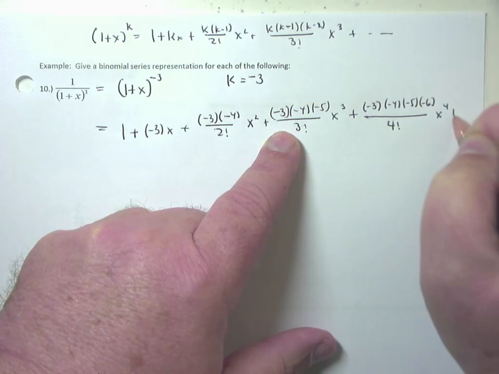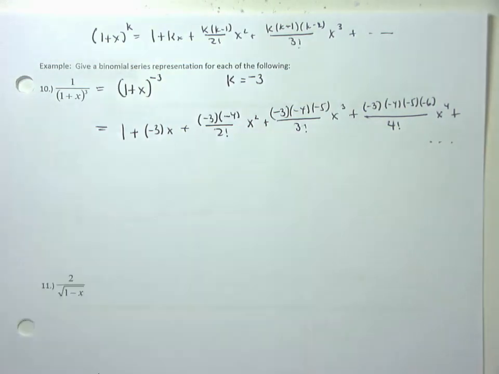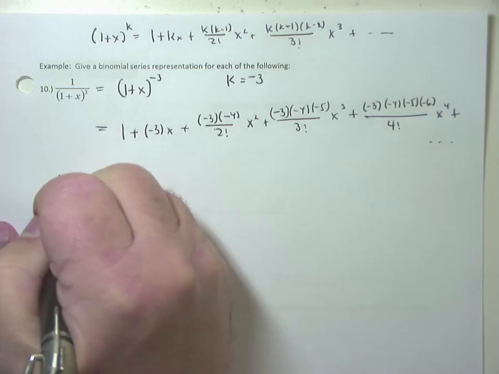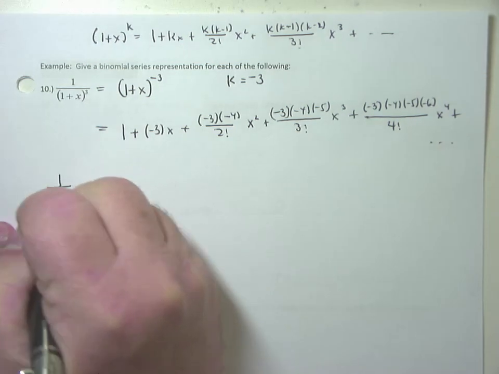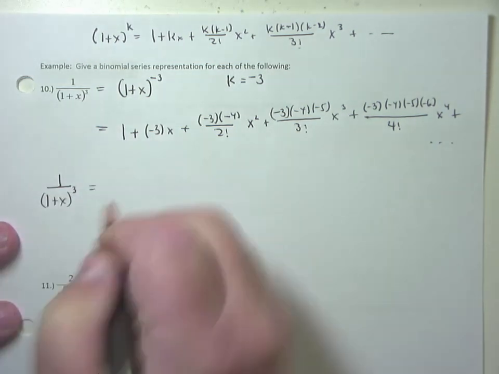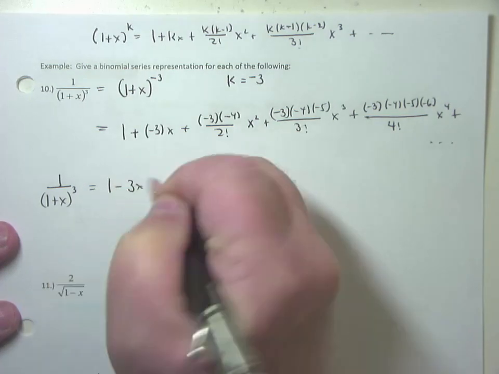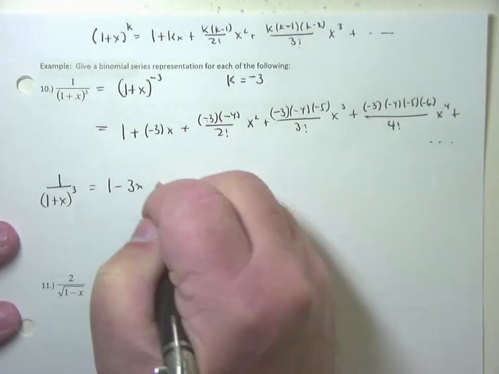to the 4th plus, and it really will go on to infinity because you've gotten a bunch of negatives, you're not going to catch to 0 anymore. Does that make sense? Now you can clean this guy up. This 1 over 1 plus x cubed as a power series is going to be 1 minus 3x. Negative times negative is going to be a positive.